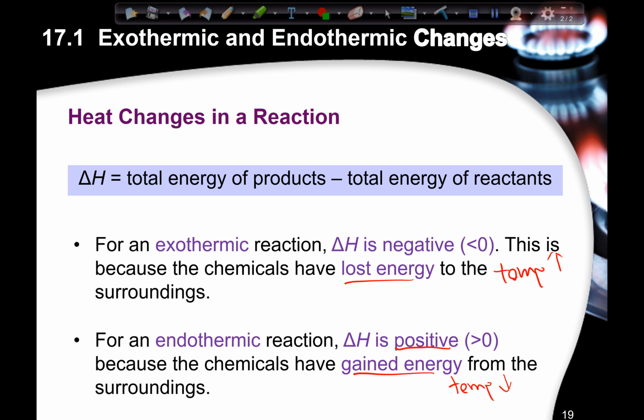But do take note that this is just the overall enthalpy change. This equation is only valid for the overall reaction. Okay, now what is going to happen next? This is from the macroscopic perspective. What we're going to learn now is the microscopic perspective.